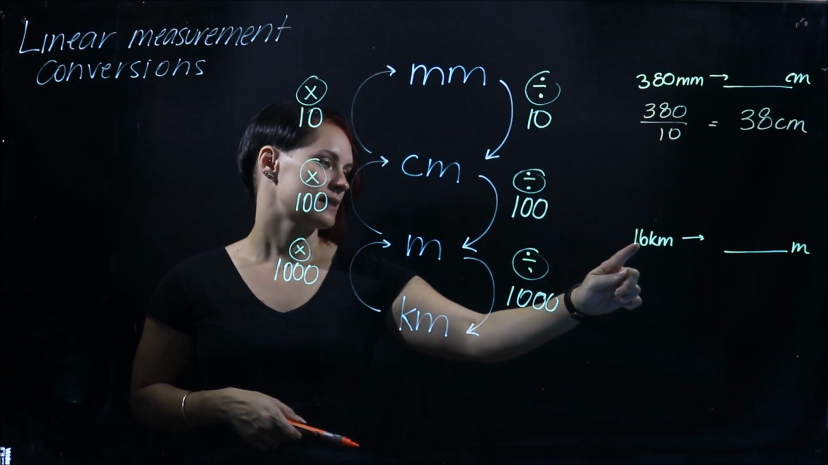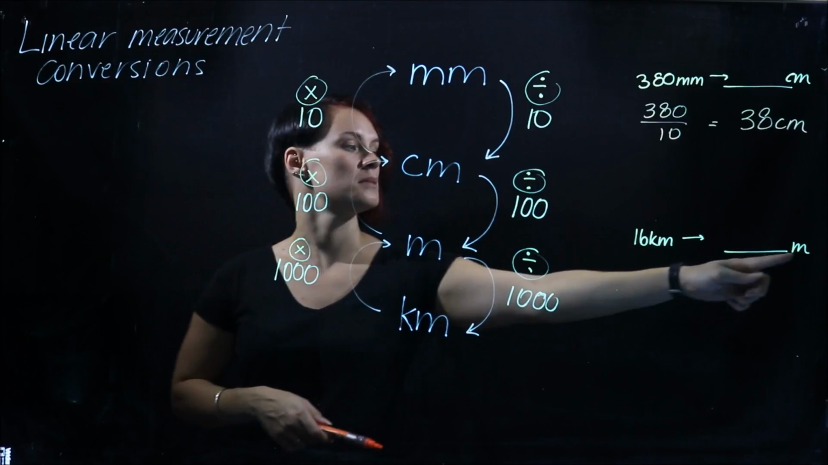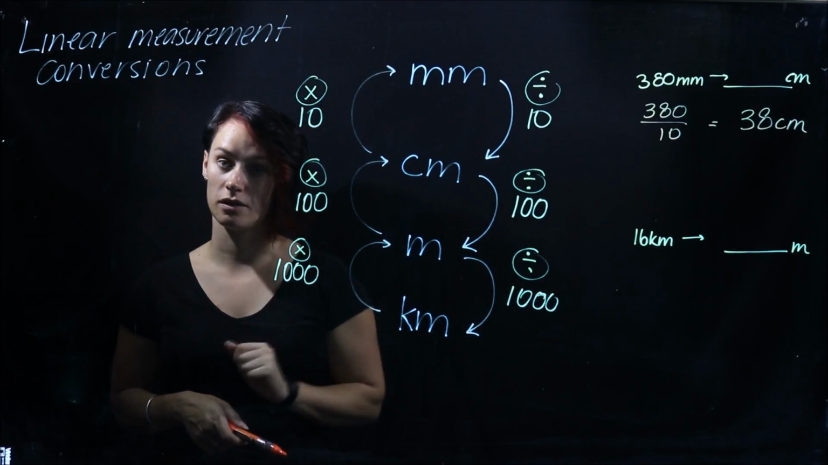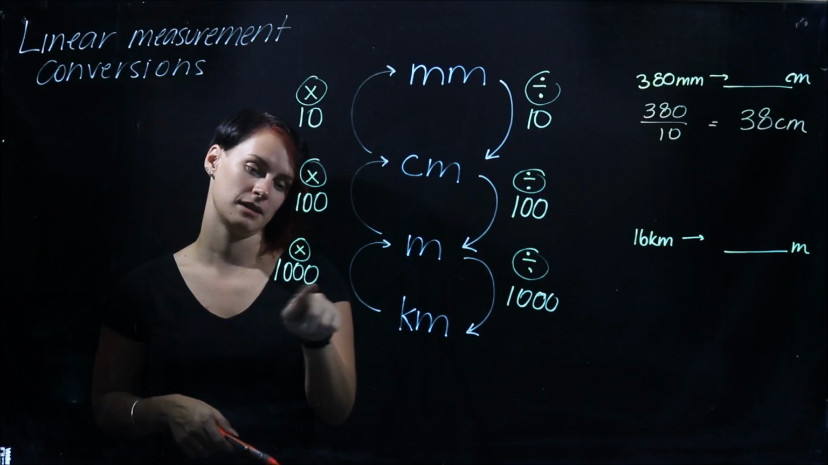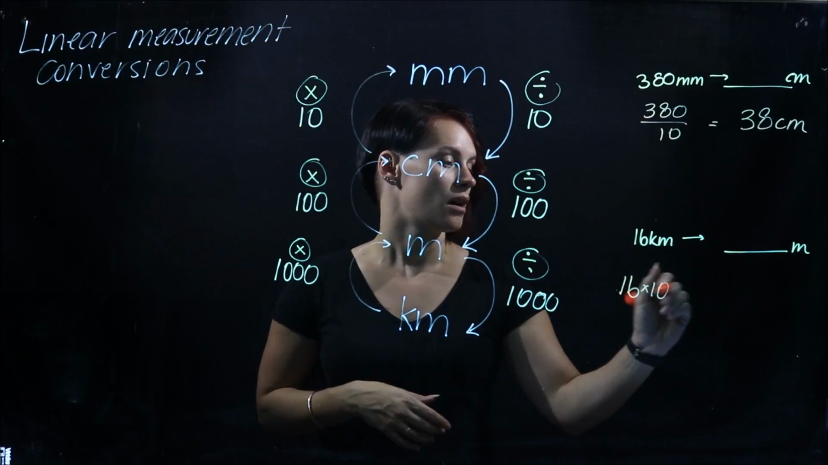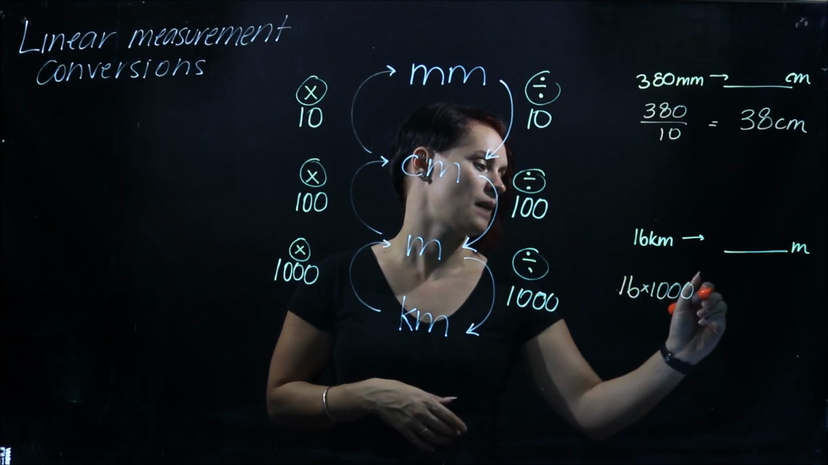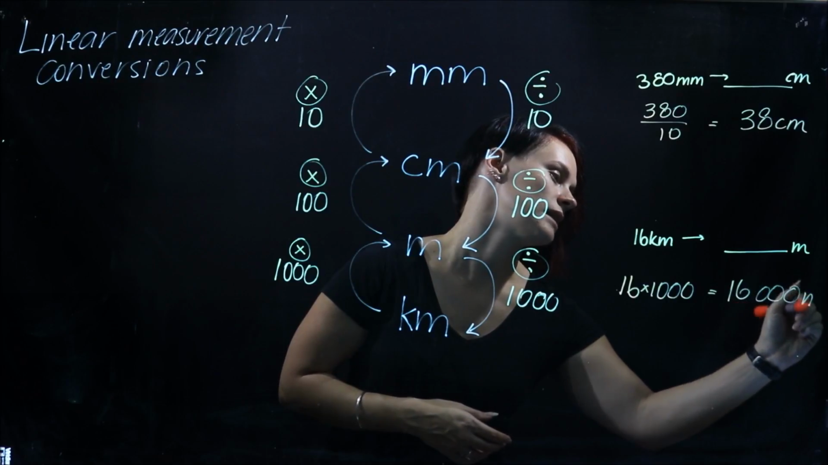Now, if we had, in this case, 16 kilometres, which means we're going from quite a big unit of measurement, this time to metres, which is a smaller unit of measurement, we need to do our times sign, right? So we need to multiply, and this time by 1,000. So we would have to say 16 times 1,000 will give us how many metres, and we would actually end up with 16,000 metres. Nice and easy to do.